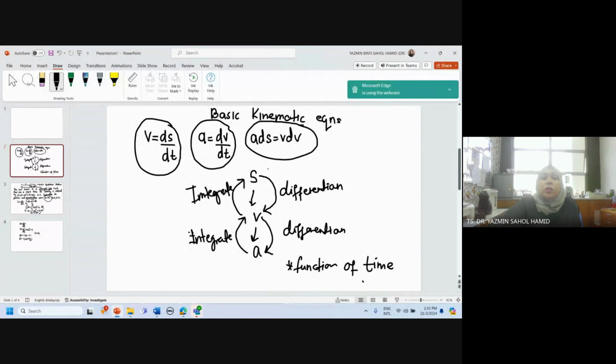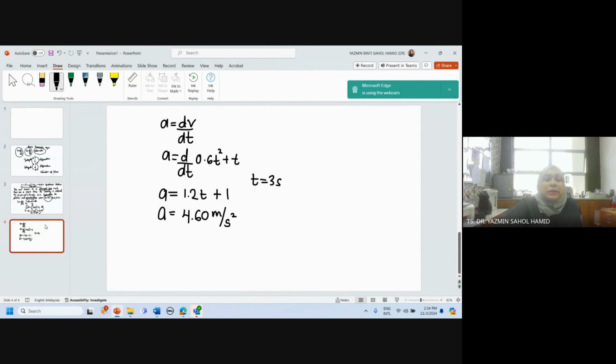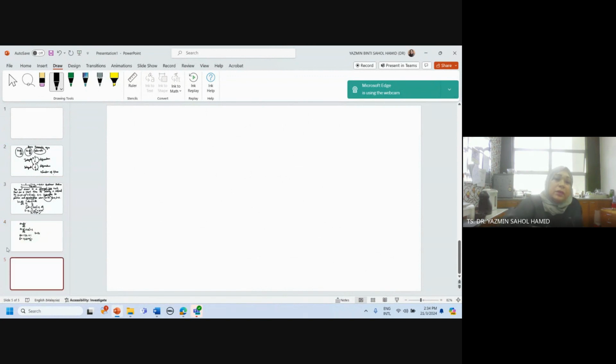So now we will continue with the second formula. The second formula that I want to teach you is the constant acceleration formula. How we get this constant acceleration formula is we derive it from the basic kinematic equations. Okay, so the next part is the constant acceleration formula.